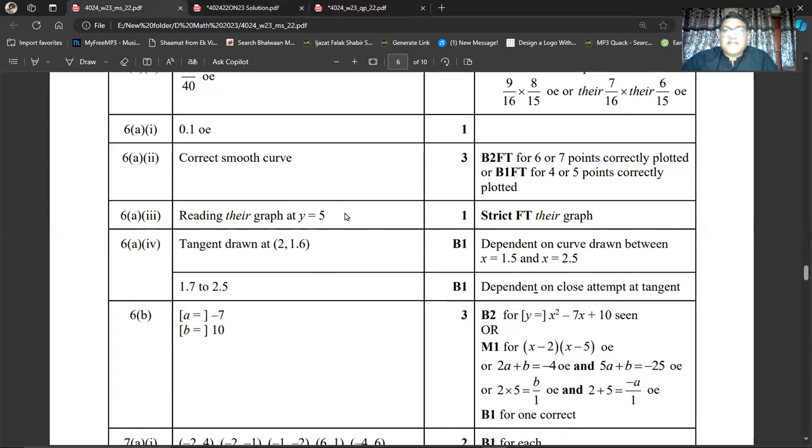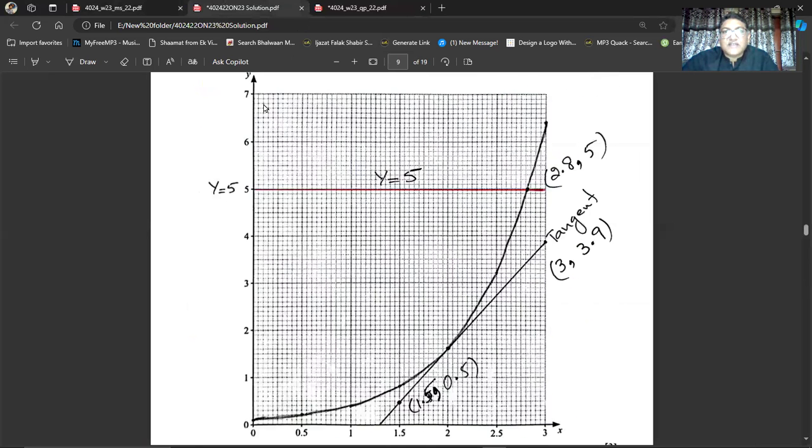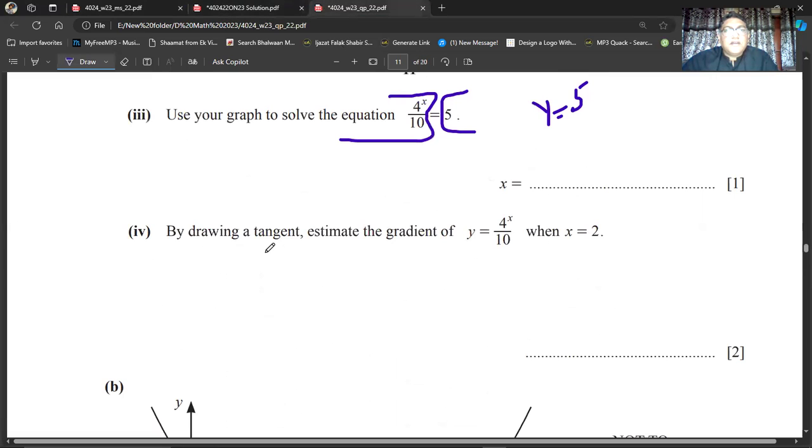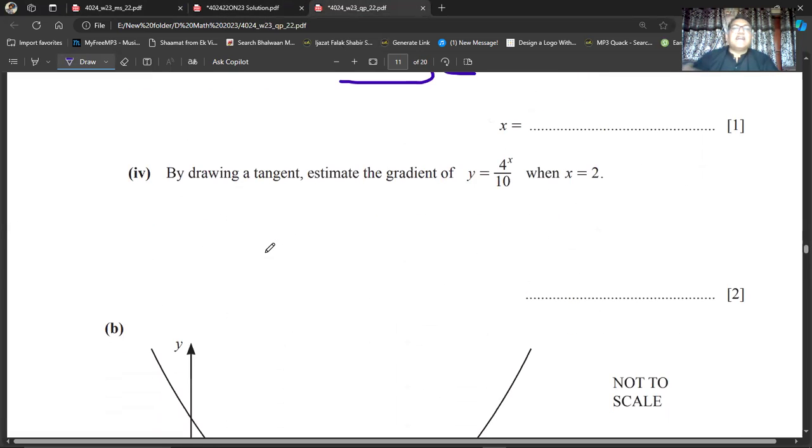Reading their graph at y equals 5, whatever is our point of intersection, its x value. So we are talking about this point, okay? Then they say, by drawing a tangent, estimate the gradient of y equals 4 raised to the power x when x is equal to 2.